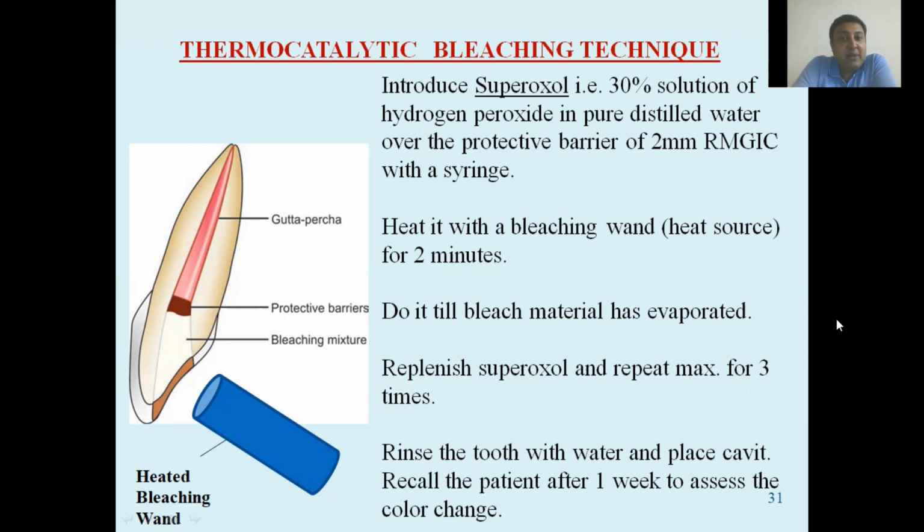How much time will we take to heat? Minimum 2 minutes we will heat it until the bleaching material evaporates completely. We will heat the bleaching superoxol material, and until it evaporates, we will keep heating it with this wand. We will replenish the superoxol again and then repeat maximum 3 times.